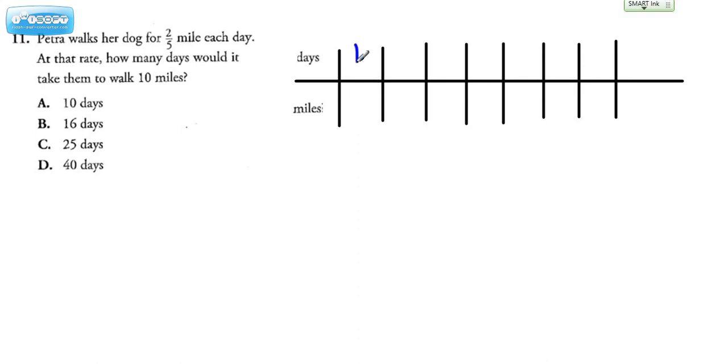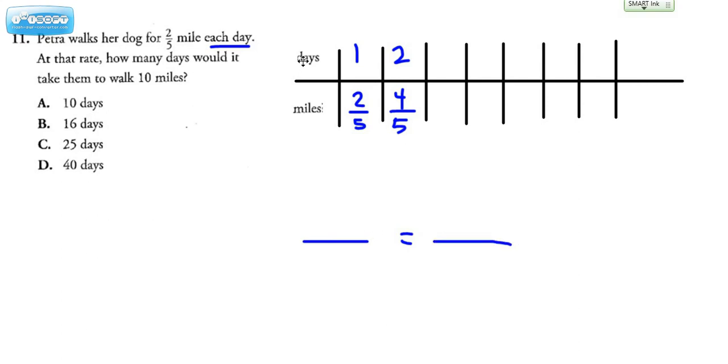So on day one, each day implies one day, we would go 2/5 of a mile. And then you would say to yourself, well, how far would I go in 2 days? Because you would have to add another 2/5 to that. So 2/5 plus 2/5 would now bring you to 4/5, and we could kind of keep going. That's one method, but that might take a while. So let's look at proportional reasoning as our method.